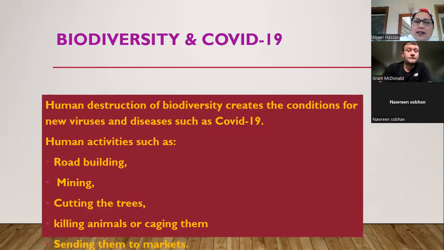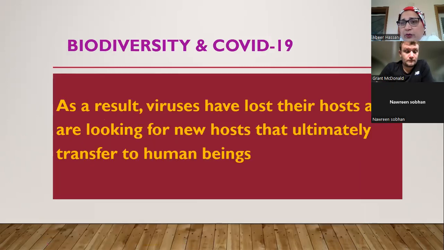And then I realized that because humans think that they are the best species, they are using everything, utilizing everything, abusing everything. This includes road building, mining, cutting the trees, and killing animals and sending them to markets, and all this human destruction created biodiversity loss. And because of the biodiversity loss, animals and other species didn't find any space or any place to live.